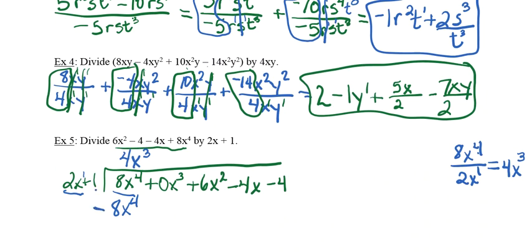But the part that's different is this is a binomial here that I'm multiplying by, not a monomial. So not only do I have to multiply the 4x cubed times the 2x, I have to multiply the 4x cubed times the 1. So 4x cubed times 1 is 4x cubed. Now remember, you're subtracting, but you don't just subtract the first term, you have to subtract the second term as well. And this is the confusing part. So I have 0 minus 4, that's negative 4x cubed, and I bring down the next term.